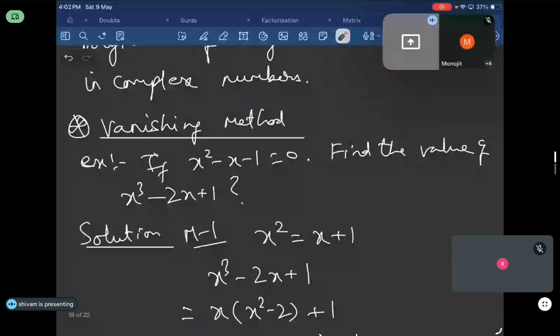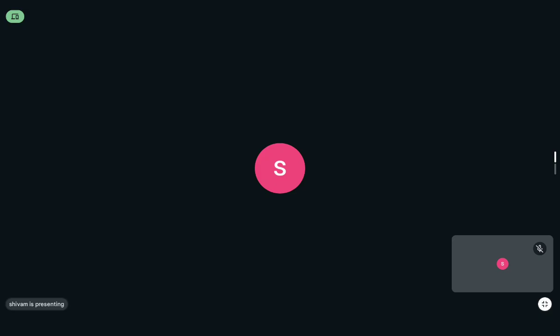When you take x common, you'll get x square minus 2. And what is x square? From here, x square is equal to x plus 1. So substitute. After one substitution, you will get x into x plus 1 minus 2 plus 1. Now tell me, what is the degree of this polynomial? 2. And what is the degree before? 3. So see, the degree has been reduced from 3 to 2. The whole idea is to keep on reducing the degree of the polynomial. That's what vanishing method is. X plus 1 minus 2 will give us x minus 1.